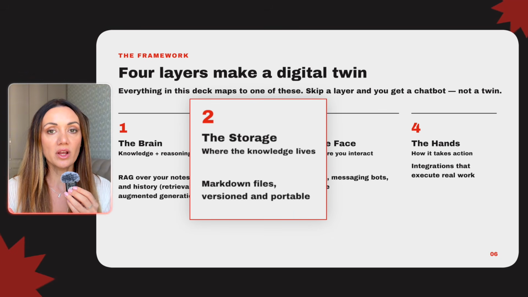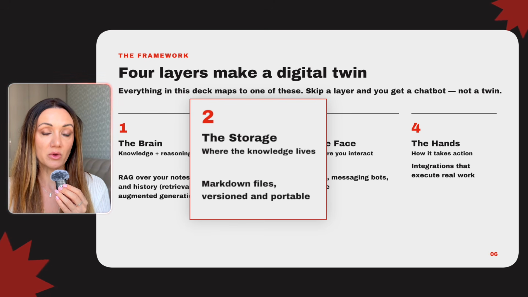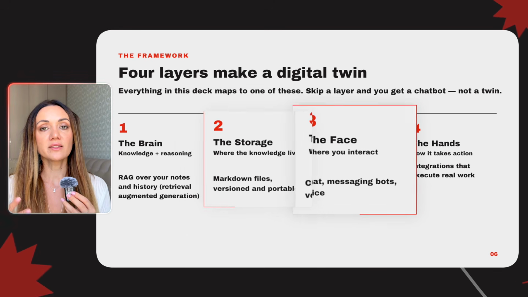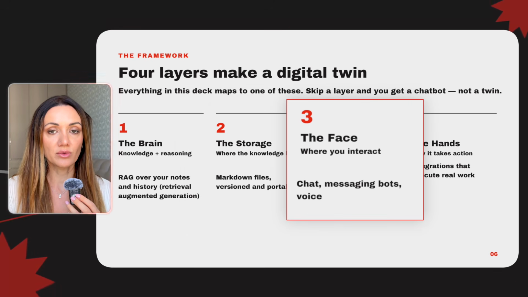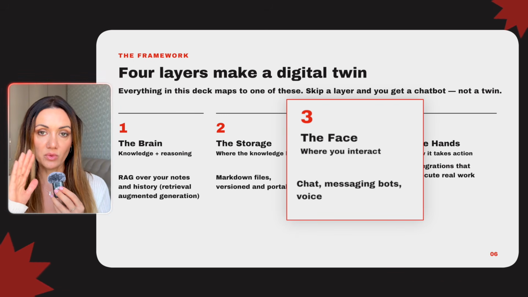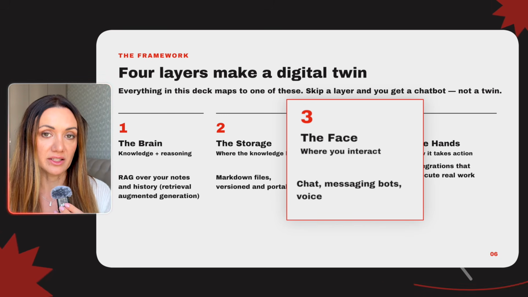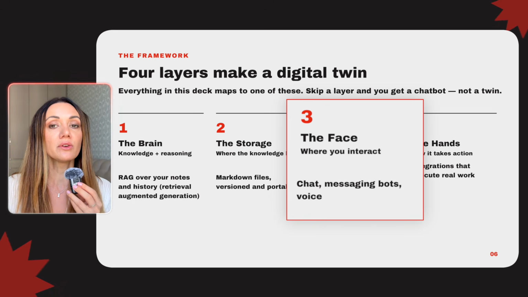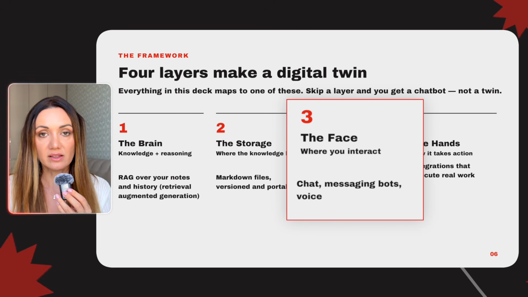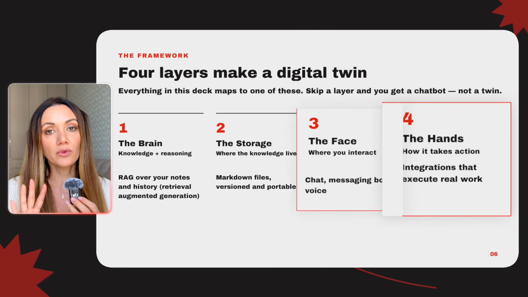The storage is where the knowledge lives, like these markdown files, the data points that I was mentioning. That is your memory, your storage. The face is where you interact. Is it going to be through chat, through a messaging system, through emails maybe? That is the face. This is where your digital twin is going to have interaction with you, telling you what it executed on, and you can tell it to execute on things through that system. Messages, chats, maybe it's a voice, maybe you call it, right? There are different options.